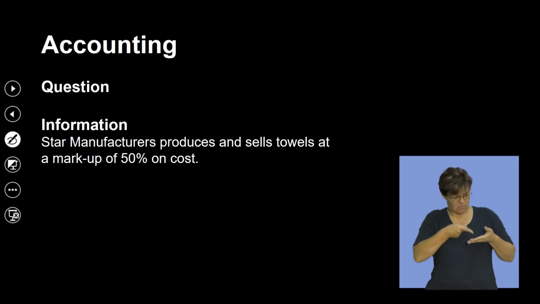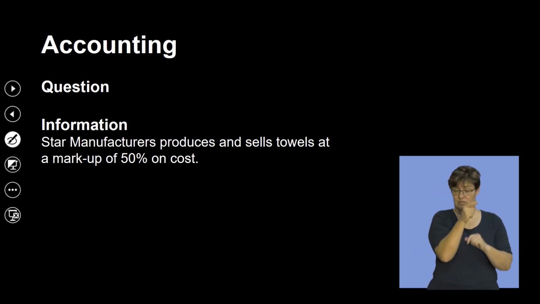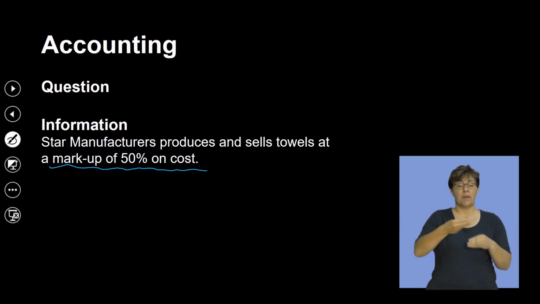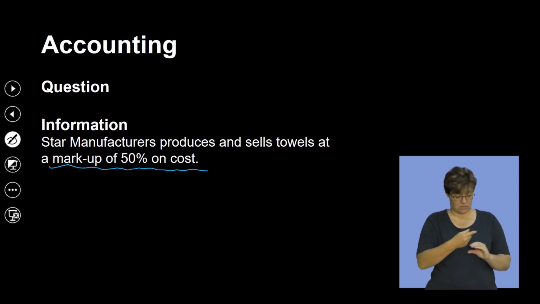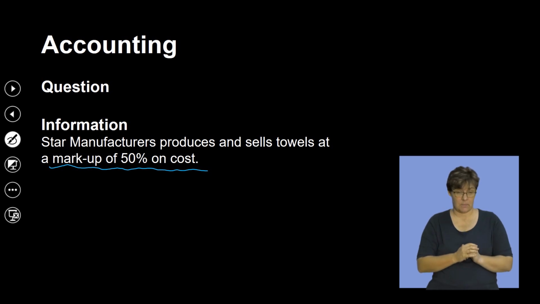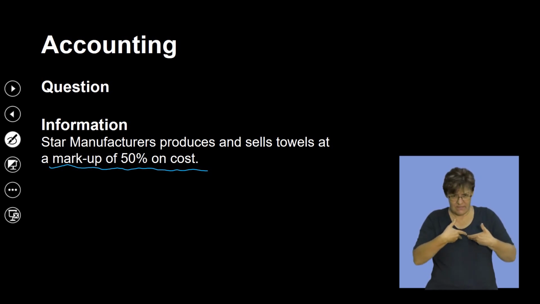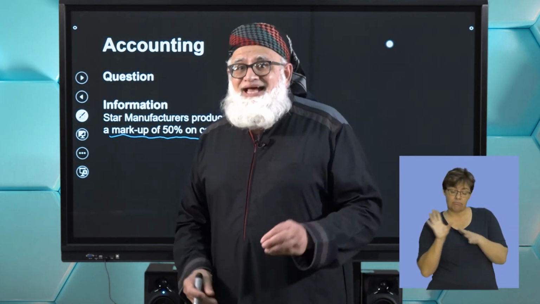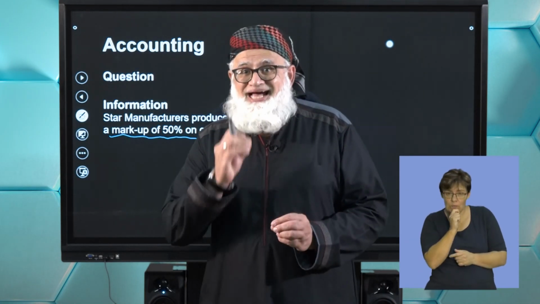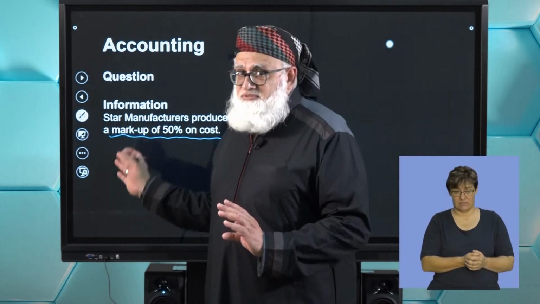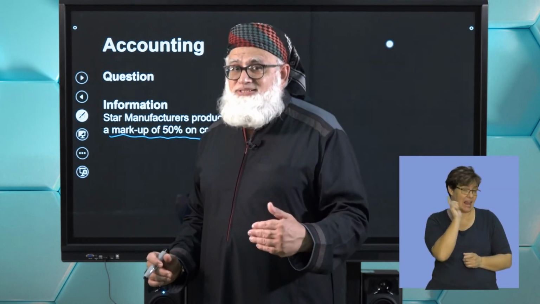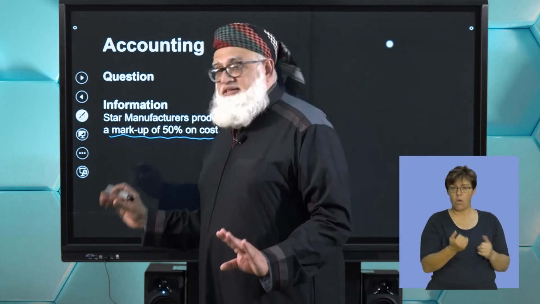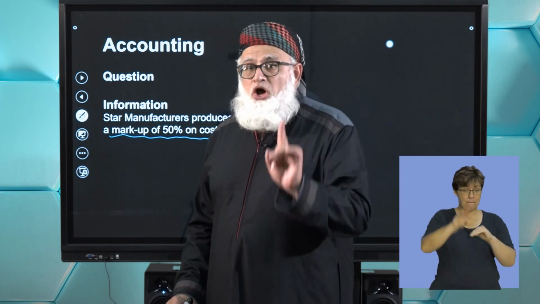We are told that Star Manufacturers produces and sells towels at a markup of 50% on cost. Every bit of information given to you is not there to fill the paper or fill the spaces, but it is relevant and you are expected to use that information. So keep this in the back of your minds. We'll come back to it at a later stage. For now, we know that they are manufacturing and using a markup of 50% on cost.